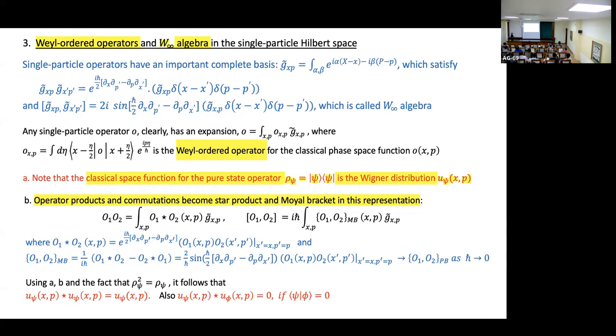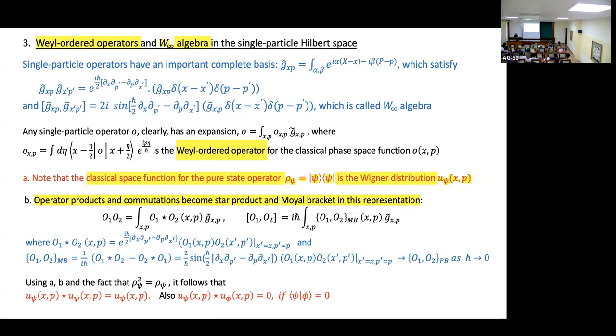Okay, and the point is that using this basis of W infinity generators, you can go from phase space functions to operators, in particular to Weyl ordered operators. Now, I'll just give you, without the proofs, which are all here in the slide, the results. The operator product becomes star product in this basis, and operator commutation relations become Moyal bracket in this basis.